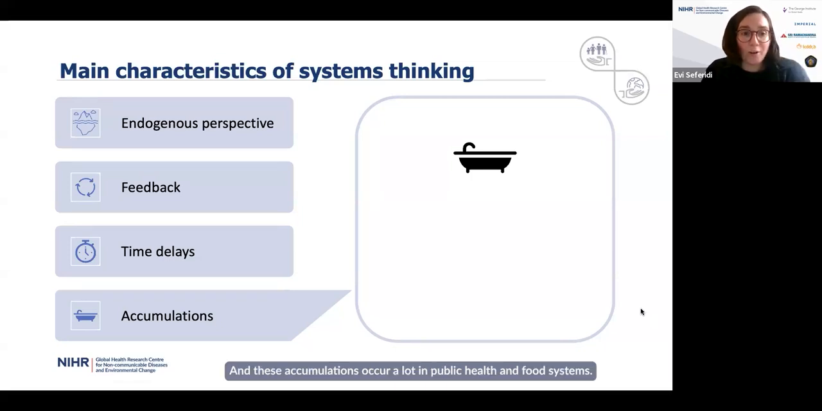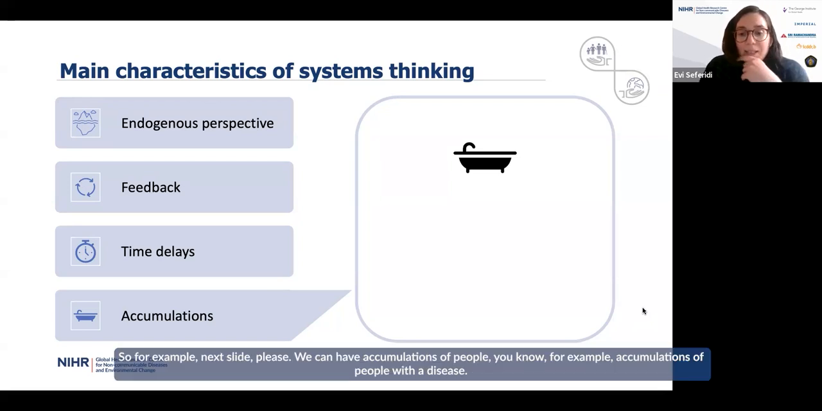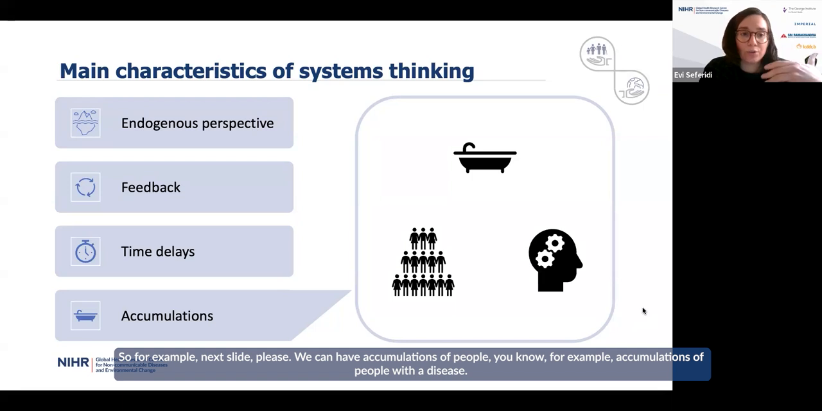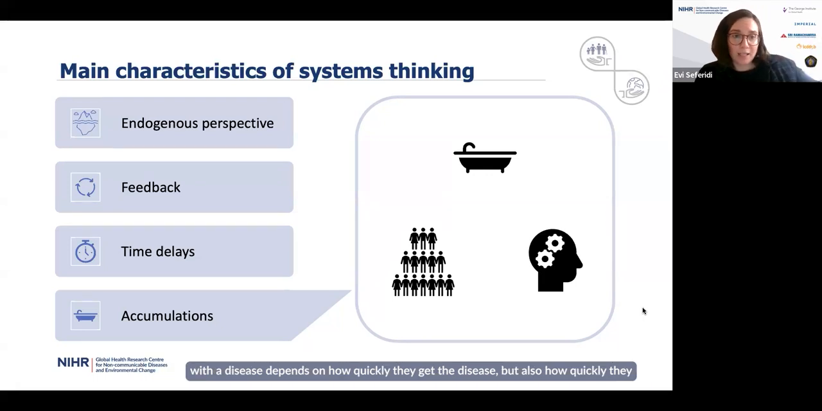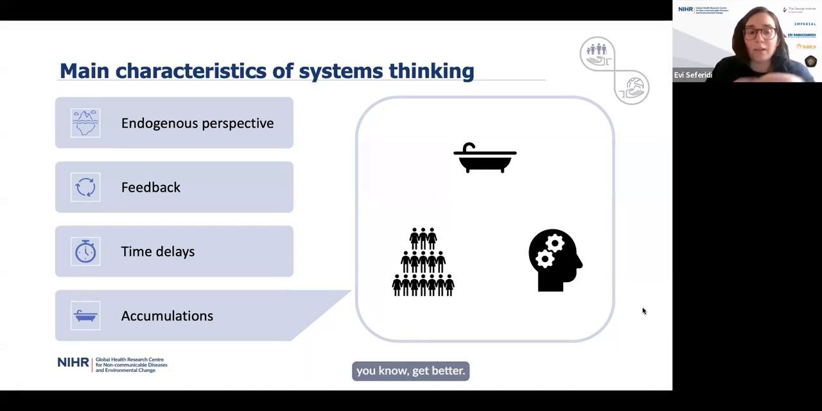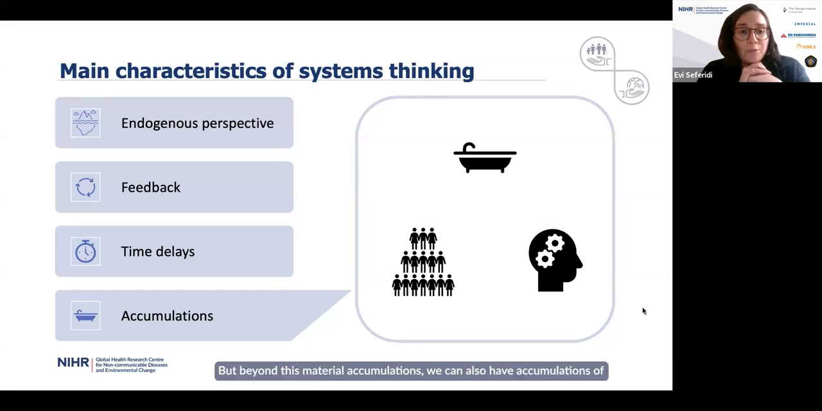And these accumulations occur a lot in public health and food systems. So, for example, we can have accumulations of people with a disease. The higher the incidence of a disease, the more people get a disease, the more people with a disease we will have. But also the faster these people are cured, the fewer people we have. So the amount of people with a disease depends on how quickly they get the disease, but also how quickly they get better.